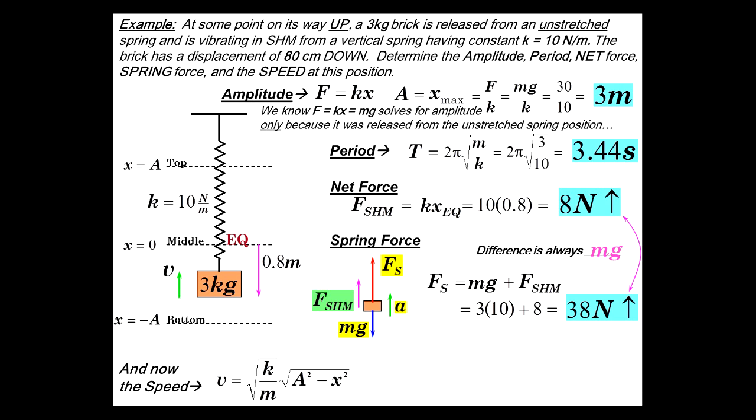And now let's get the speed and we'll be done. So the speed is square root of k over m, square root of a squared minus x squared. We know all the numbers. We know the spring constant, the mass, the amplitude, the position x, and out pops, there it is, 5.3 meters per second is the speed. And that will conclude our basic summary and analysis of vertical springs. And hopefully you feel like you're somewhat equipped to solve some of these problems now.